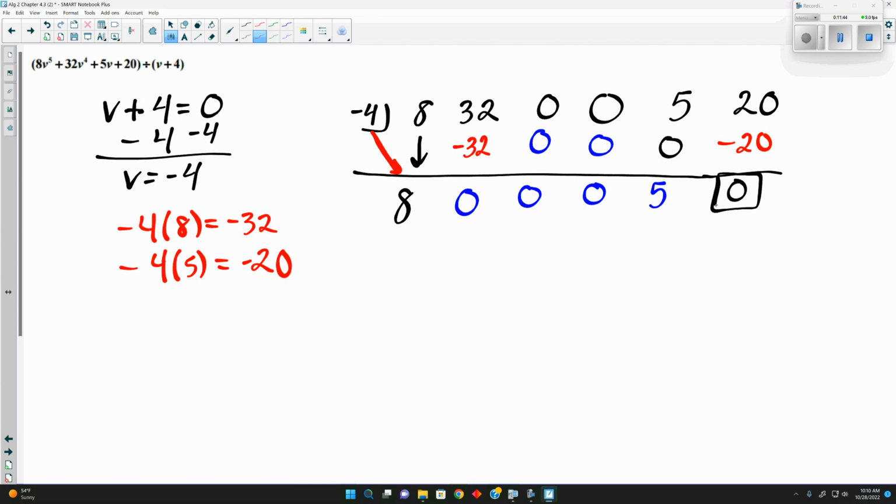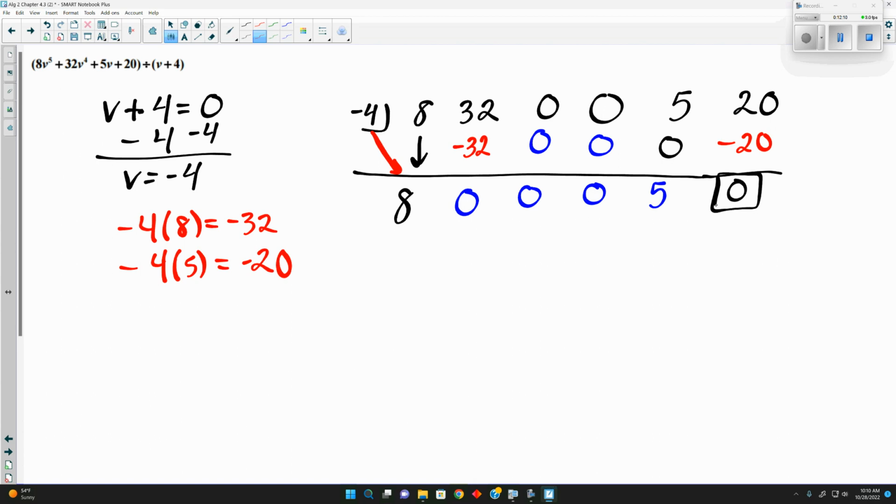And again, since we've made it all the way to the end, I boxed the last number as a reminder that for this one, it is the remainder. Since what we're dividing, our v plus 4, has 2 terms, the remainder is only going to have 1. If it had 3 terms, v squared plus v plus 4, our remainder would have 2. Okay?